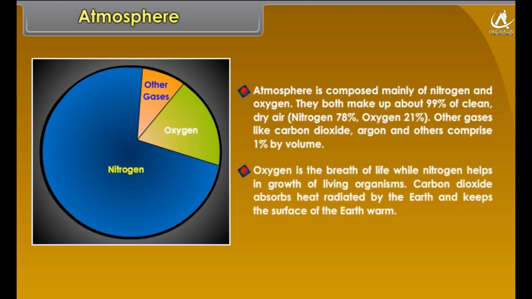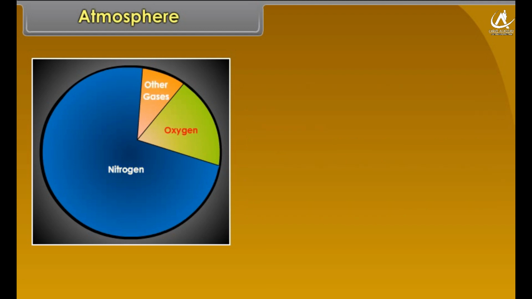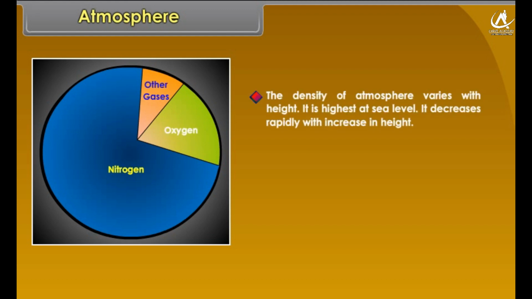Oxygen is the breath of life, while nitrogen helps in the growth of living organisms. Carbon dioxide absorbs heat radiated by the earth and keeps the surface of the earth warm. The density of atmosphere varies with height. It is highest at sea level. It decreases rapidly with increase in height.